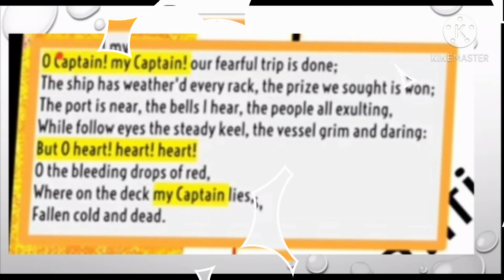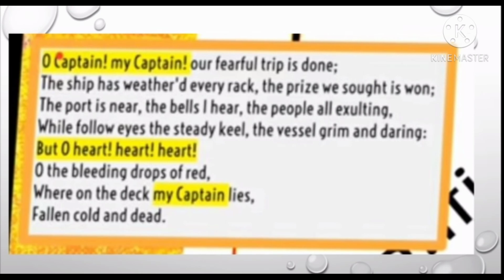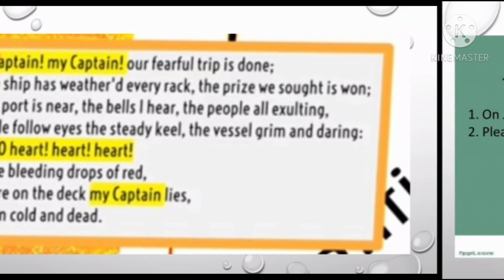As you can see here, "O Captain, my Captain" was repeated three times, meaning it is the loyalty of the worker to the captain. Also, "but O heart, heart, heart" was mentioned three times. It means the loss of the love by a worker, or the loss of a hero.